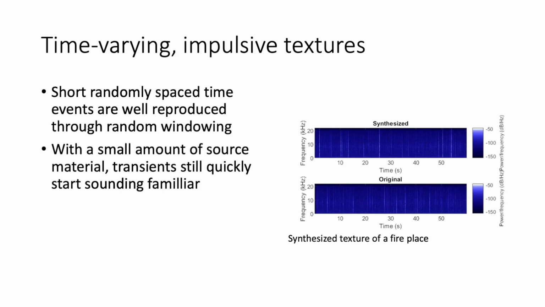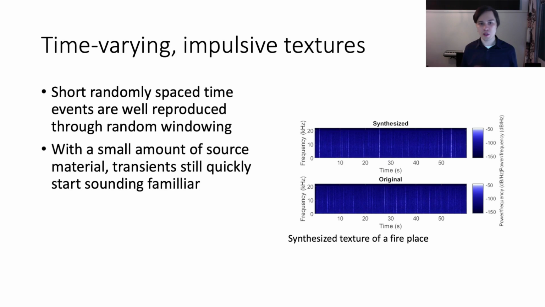For time-varying and impulsive textures, we can use the randomized windows, because here a single time event, for example, a crackle of a fireplace, does fit inside a single atom. So when we're concatenating these atoms randomly, also these time events will be randomly present in the output.